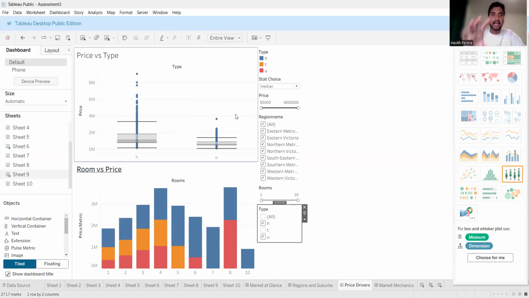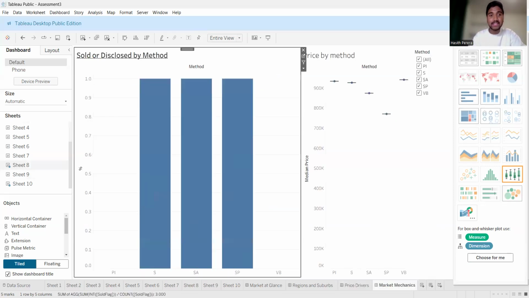So I would say that's the entire summary of how the type and the room affects the price. Sorry, I misspoke earlier. So this is the market mechanics.